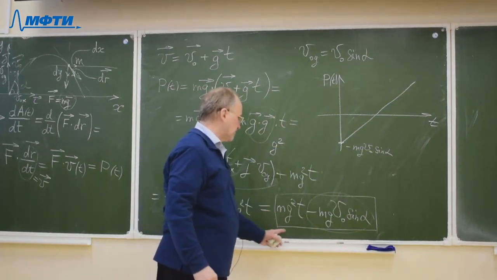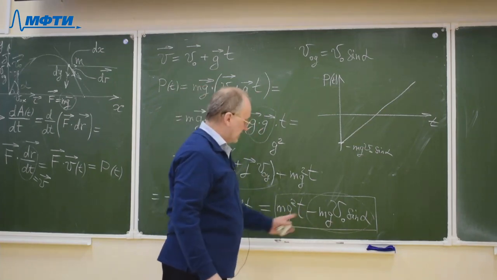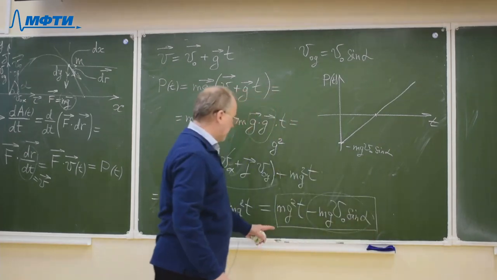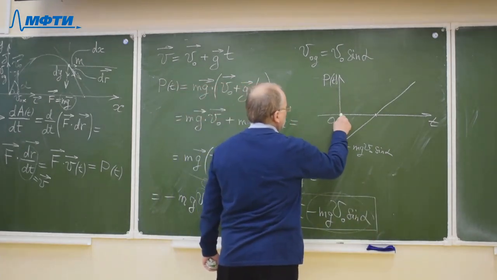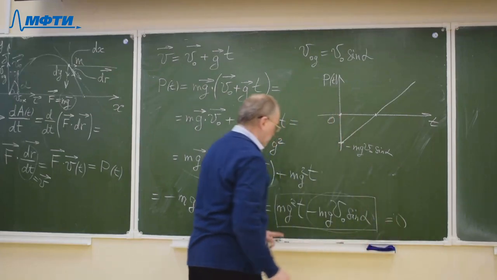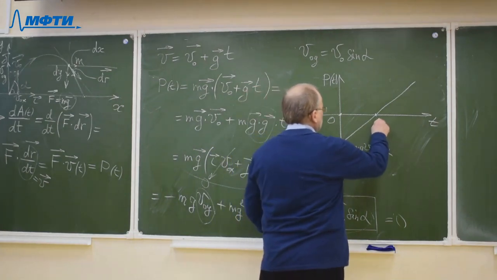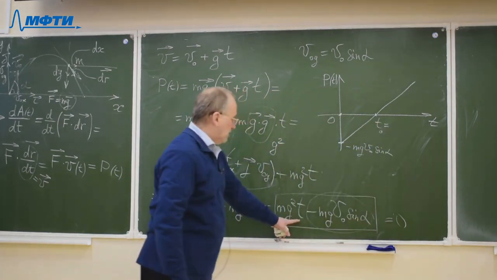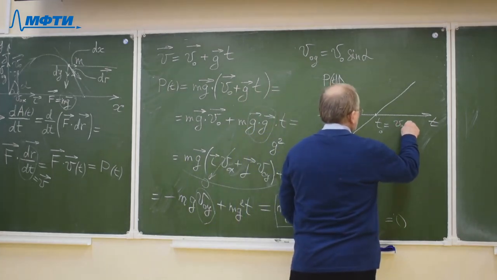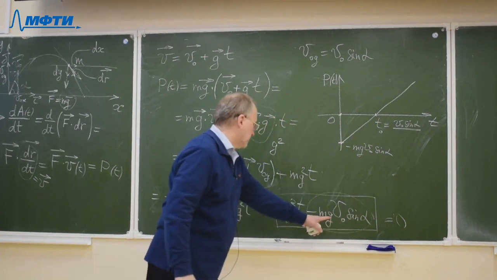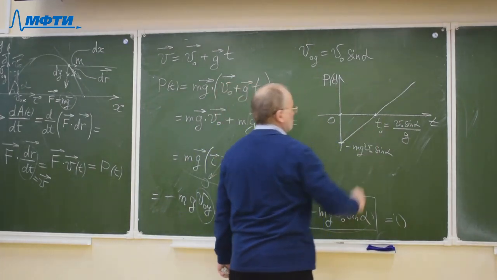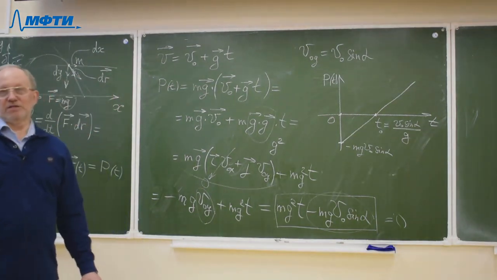So the quantity will increase and go into positive values. When the first term becomes larger than the second term, this formula will give you a zero. At what moment in time will the power of the gravity force be zero? Well, if you equate it to zero and solve this equation, you will find this moment in time, let it be t zero. The mass and g will cancel, and you will have v zero sine alpha divided by g. At this moment in time, the power of the force of gravity will be zero.